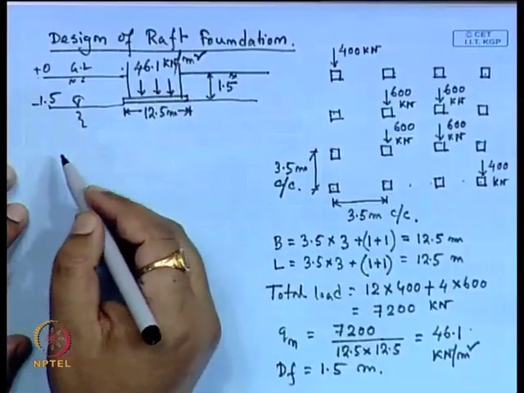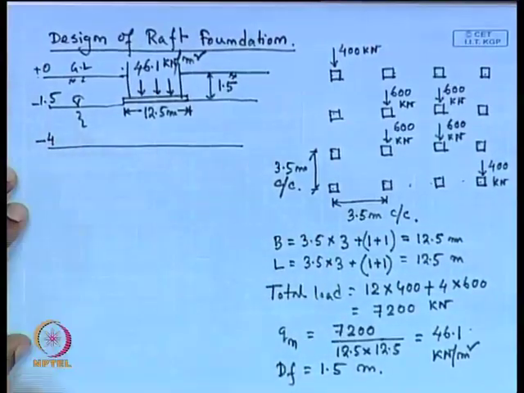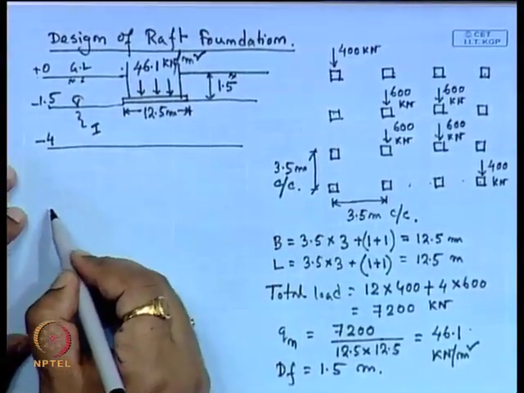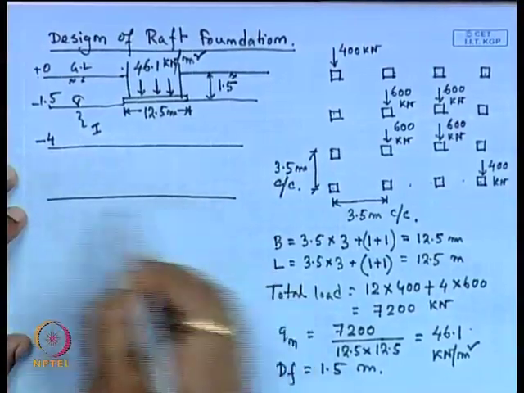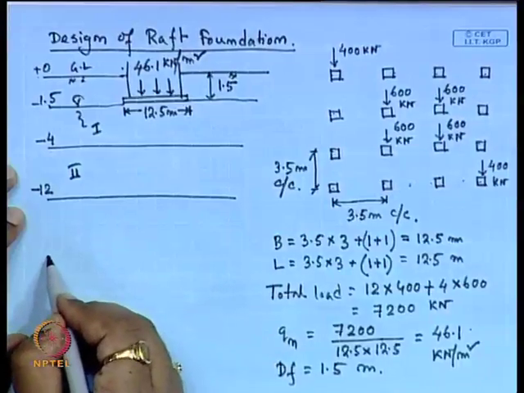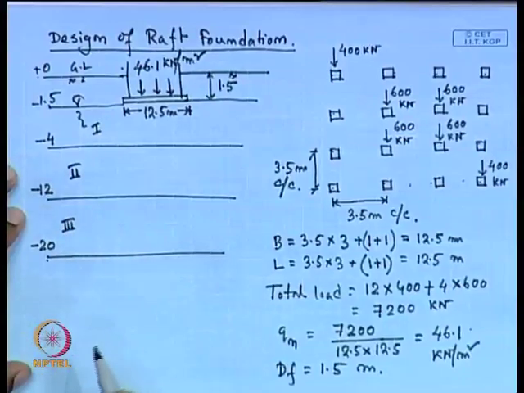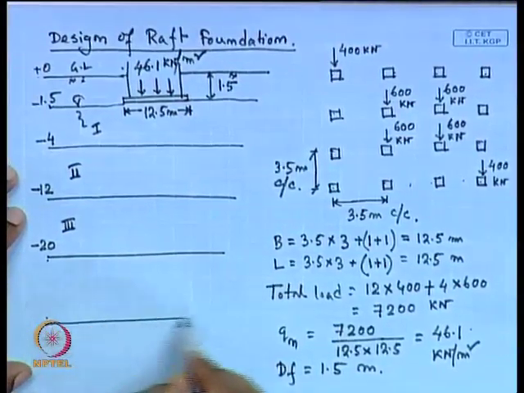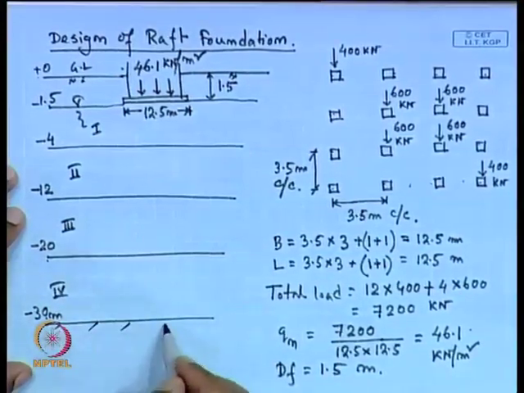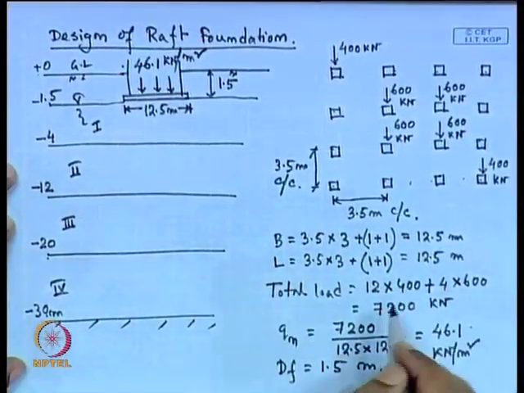Next, we have a few layers. One layer is up to 4 meter, this is our layer 1, 0 to 4. Then another layer which is up to 12 meter, this is layer 2. Then up to 20 meter, 12 to 20, this is the third layer. Then 20 to 30 meter, this is layer 4, and then this is the hard stratum. So, this is the soil condition, this is the loading condition, and these are the dimensions for the first trial.